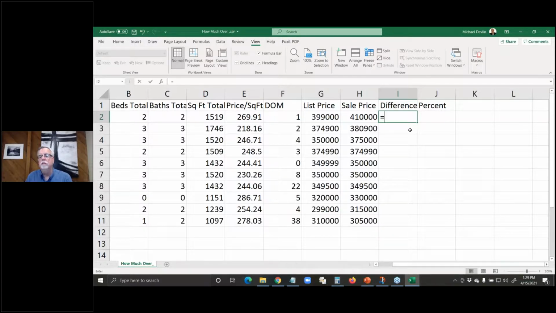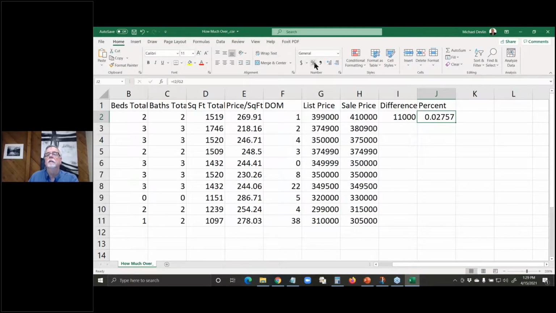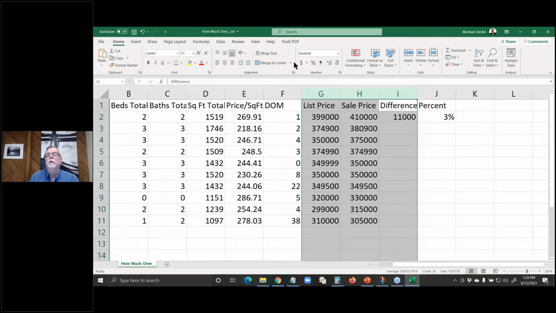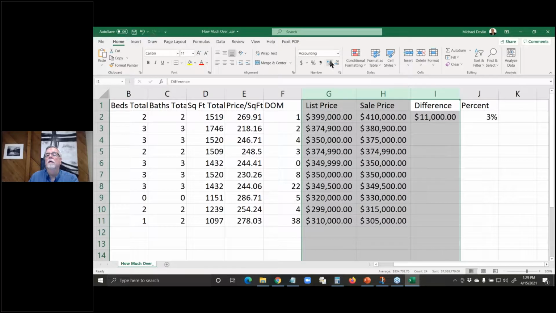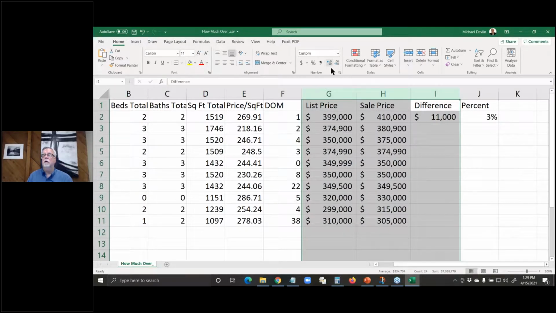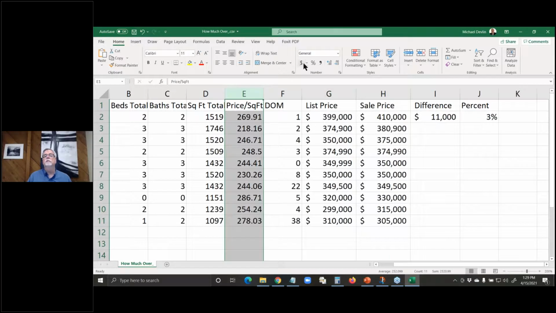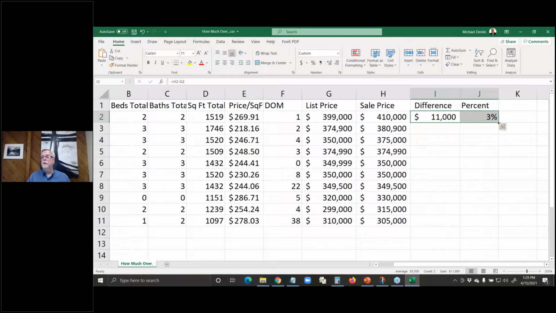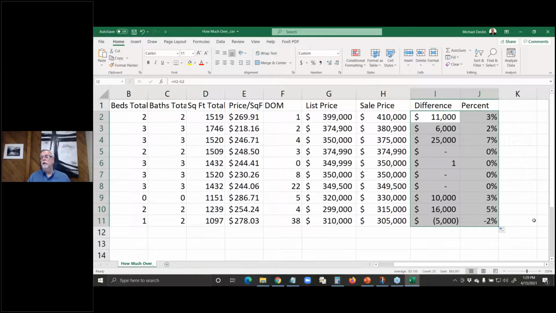But what I'm going to do is calculate the difference between the list price and the sales price, and then the difference divided by the old total is going to give us the percent. And so that is a percent. I'm going to highlight this because I show it to people. These are the prices. This one is dollars, right? And now that I've done that, I'm going to drag this down and let it go.